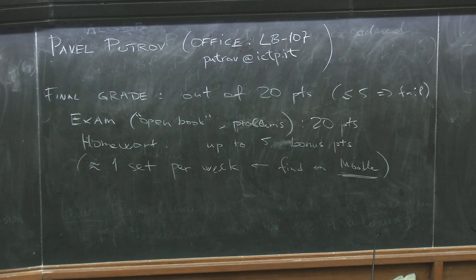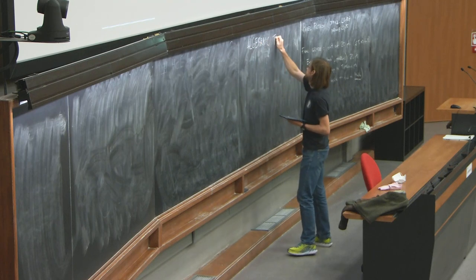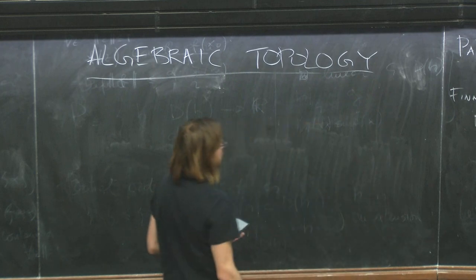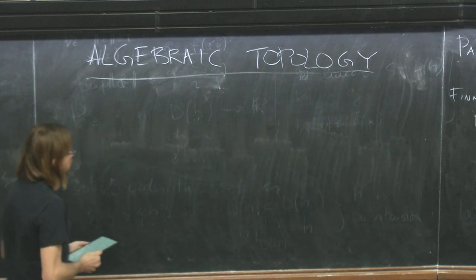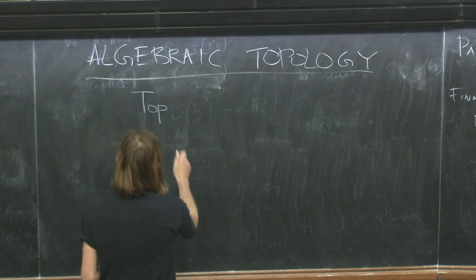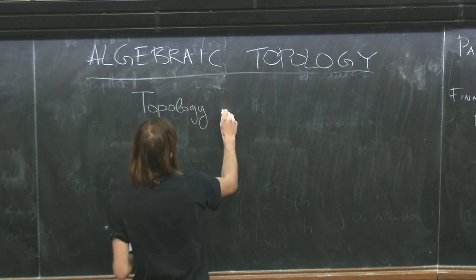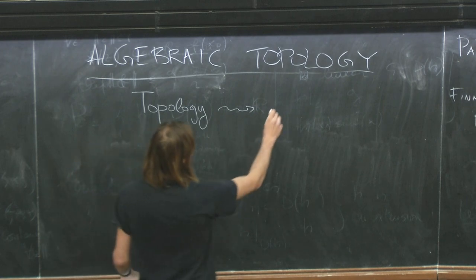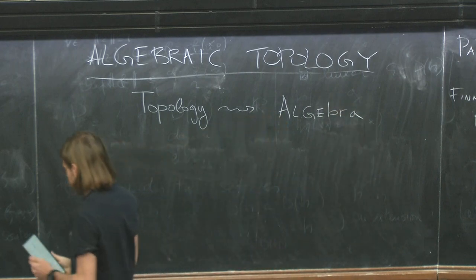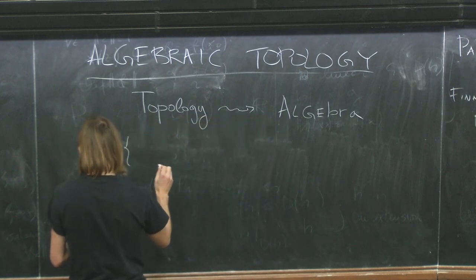Okay, so let us then start with algebraic topology. Let me start with some general motivation. Just a few general words. As the name of the subject suggests, this is about some sort of relation between topology and algebra. In particular, we will mostly see these types of relations in the following way.